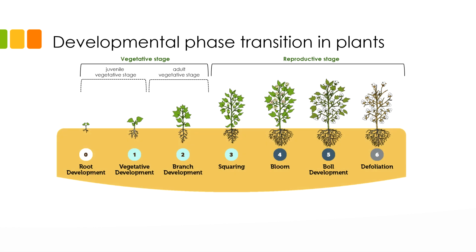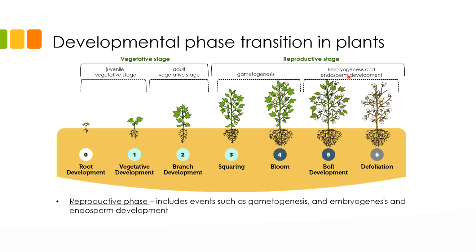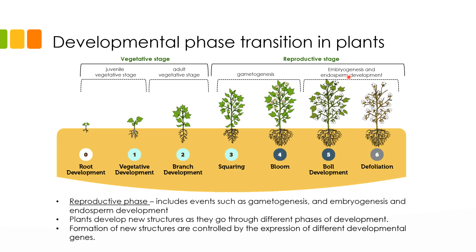In our last lecture, we identified two stages of vegetative growth, which includes the juvenile vegetative stage and the adult vegetative stage. Like the vegetative stage, the reproductive stage is also divided into various physiological events such as gametogenesis, as well as embryogenesis and endosperm development. As the plants go through these different events, they develop new structures. The formation of new structures are controlled by the expression of different developmental genes and are facilitated by the meristems.